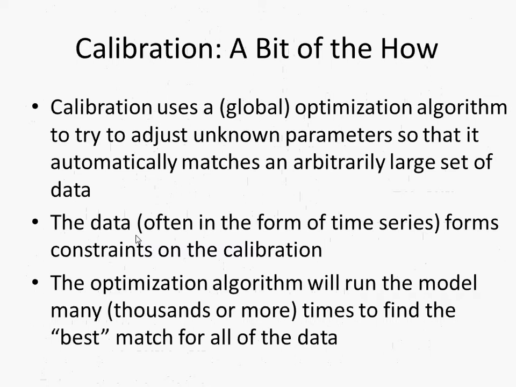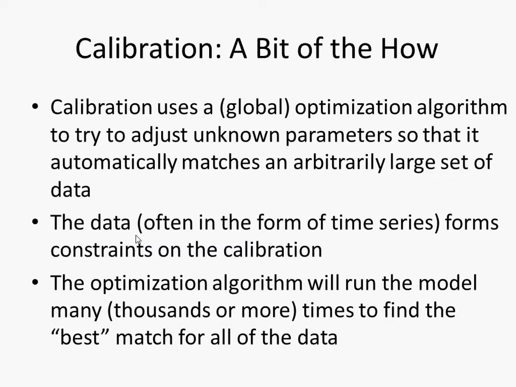So what we're going to be talking about here in calibration is use of a global optimization algorithm to adjust unknown parameters so that the model matches an arbitrarily large set of data. And we'll see how AnyLogic allows us to do this. The data, often not always in the form of bounds, it can be point estimates, often forms a set of constraints on the calibration. I should use that term advisedly, though. It's a constraint on what model values for the parameters are appropriate. It helps impose the objective function for the calibration. And the optimization algorithm here often runs the model many thousands of times or more to find the best match for the data.